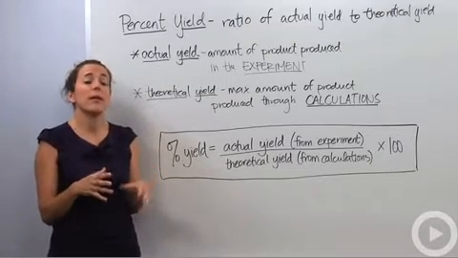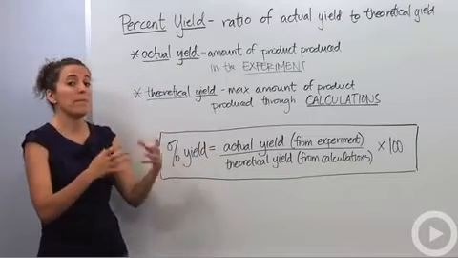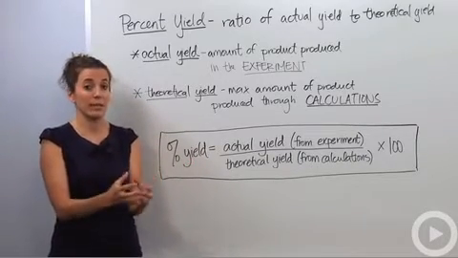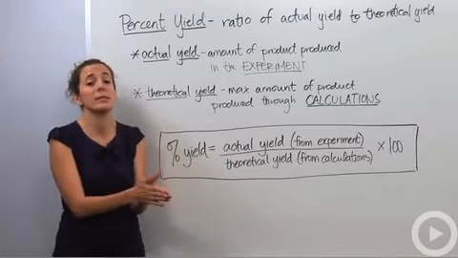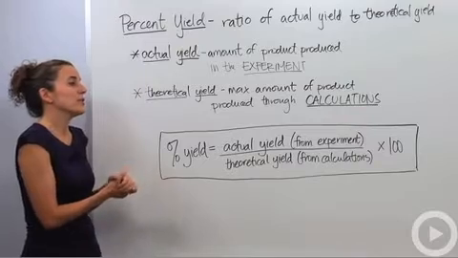So if you're actually doing a lab in the back of the room and you're doing an experiment on your own, it's the actual amount of product that you actually form in the lab, that you as a student or you as a chemist actually produce. The theoretical yield is a maximum amount produced through calculations.